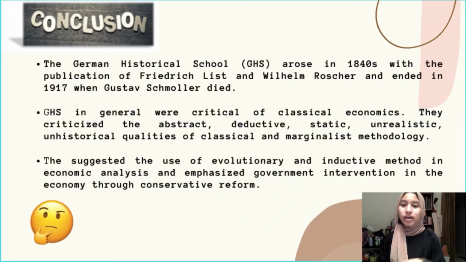Thank you. Guys, finally, we come to the conclusion. The first conclusion is that the German Historical School, or GHS, rose in the 1840s with the publications of Friedrich List and Wilhelm Roscher and ended in 1917 when Gustav Schmoller died.